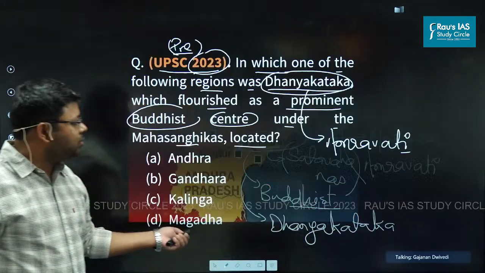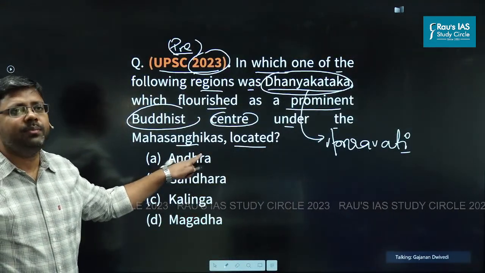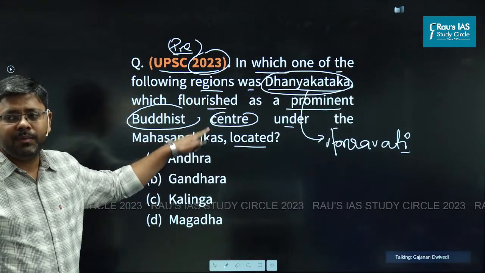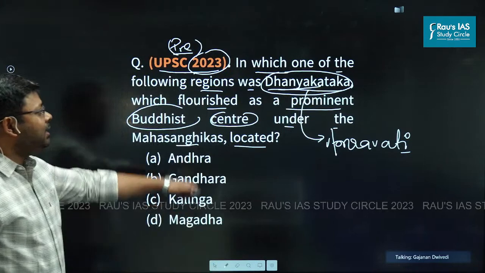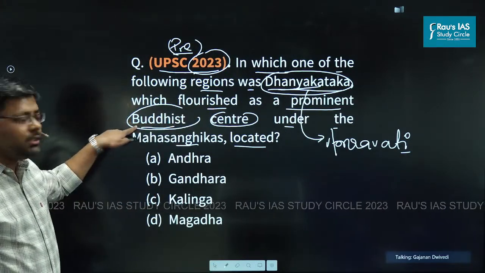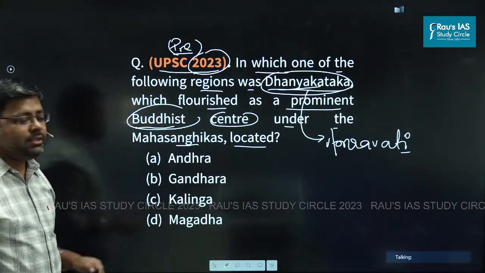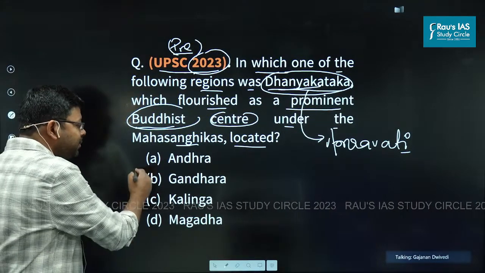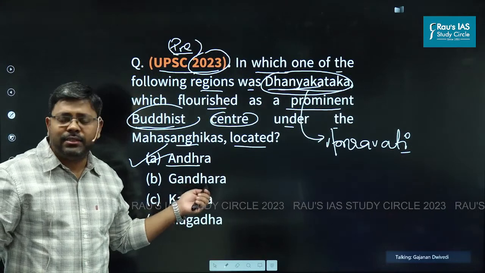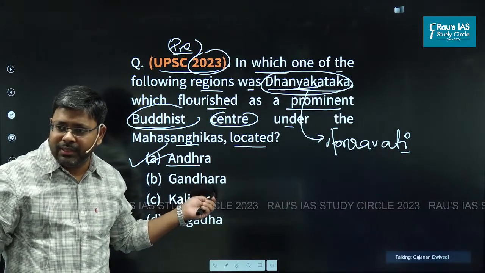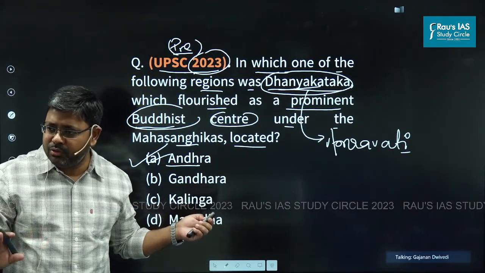Now, that is the question that has been asked by UPSC. What did UPSC ask this year in prelims? You had to talk about Dhanya Katak, no? And Dhanya Katak was a famous Buddhist center, no? In which region was it located? The answer is very simple: it was Andhra. Now, this is a GS history question in prelims. This year UPSC asked this question. Simple. This much you have to know for GS.